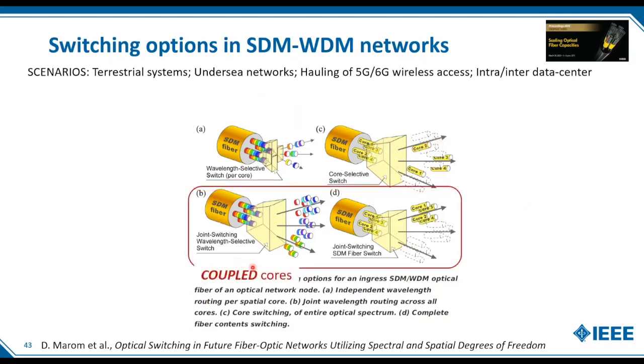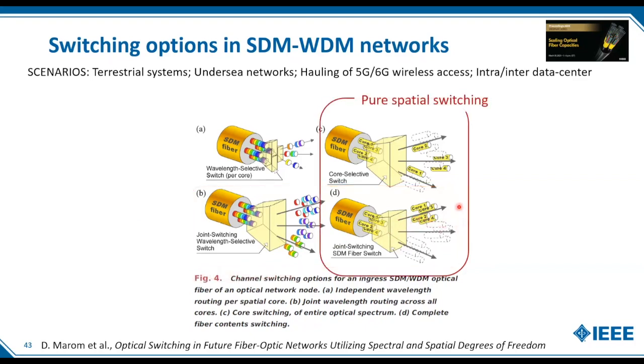If the spatial modes couple during propagation, then all the spatial modes at the same frequency must be routed together, must be switched together. They must be handled as a spatial superchannel to make sure that they travel together from the transmitter to the MIMO SDM receiver, all the way from the transmitter to the receiver. Of course, also in this case, it is possible to switch the entire fiber content altogether, which is, again, a solution of lower complexity.